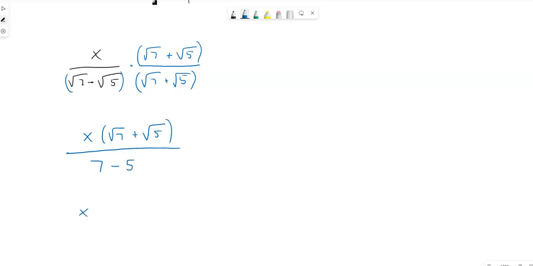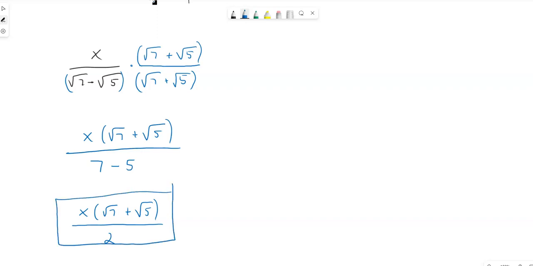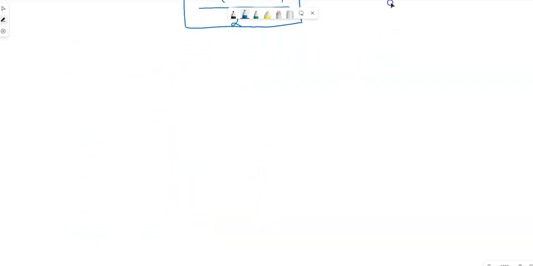So this gives us x times the square root of 7 plus the square root of 5, all over 2. And that's my answer. You could distribute the x on the top, but it really doesn't help us at all. All right, so for this one, we multiplied top and bottom by the conjugate, and we were good. Let's look at another one.